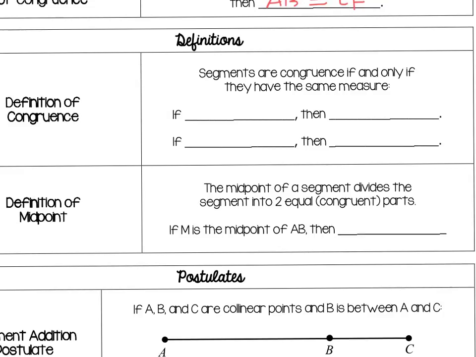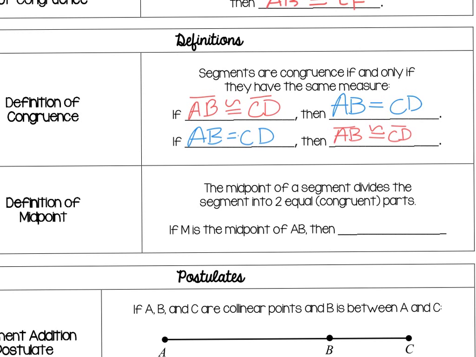So for my first statement here, I have a conditional statement. If AB is congruent to CD, then the measure of AB is equal to the measure of CD. And the converse of that would be true as well. If the measure of AB is equal to the measure of CD, then AB is congruent to CD.